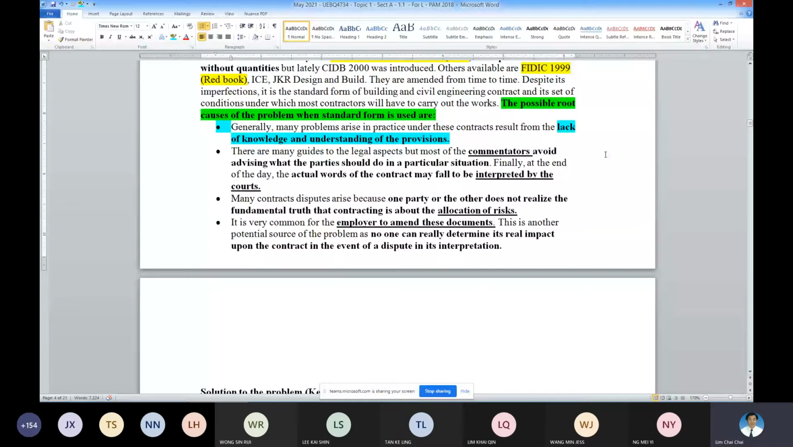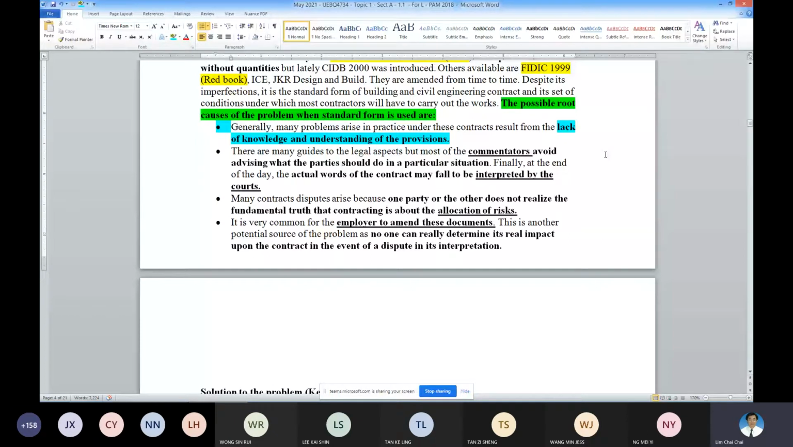The worst one is this: consultants and employer go and amend the standard form. Once they amend the standard form, the interpretation of the things that are amended is definitely not so straightforward. You need the expert to come in to help out. If not, you may be in big trouble. So these are the problems that you can see in making use of the standard form. Although the standard form has its advantages, these are the problems.